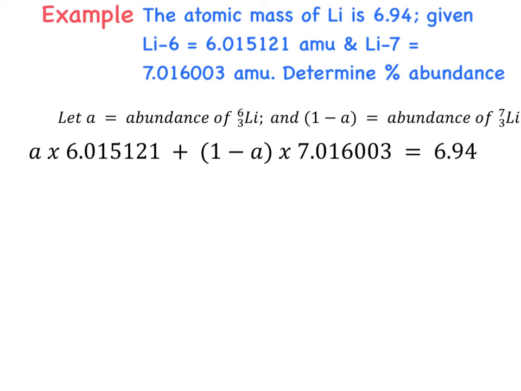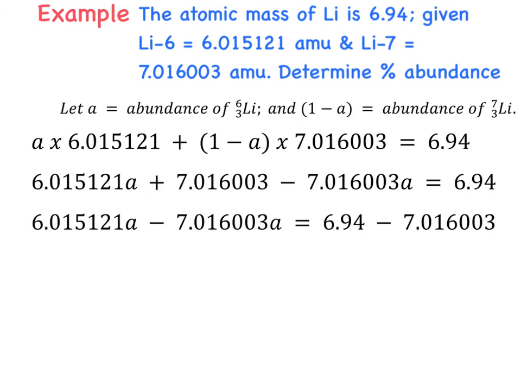So if the abundance of lithium-6 is A, then we know that the total amount of abundance will be 1, or 100%. So then surely the abundance of the 7 will be 1 minus A. Now the only trouble is we don't know what A is. So we plug those numbers into an equation down here below, and we see that A times the 6 plus 1 minus A times the 7 is going to equal the number we have, 6.94.